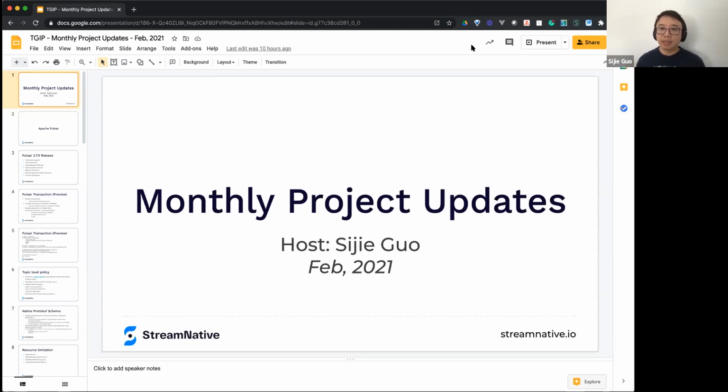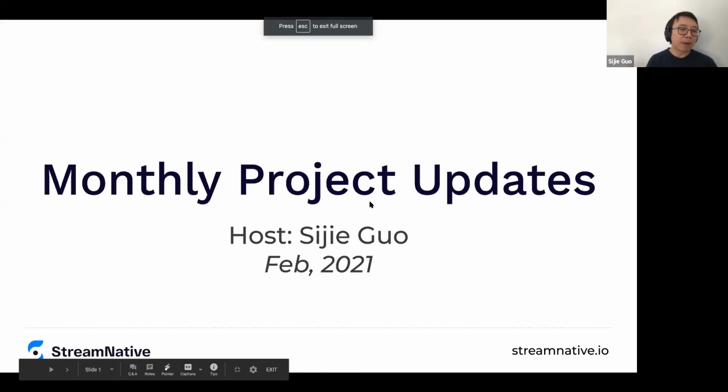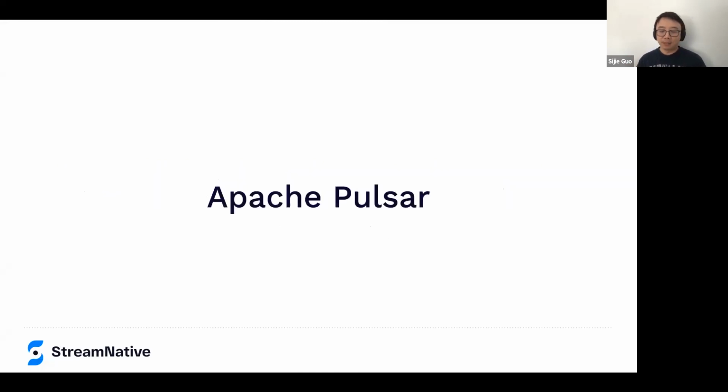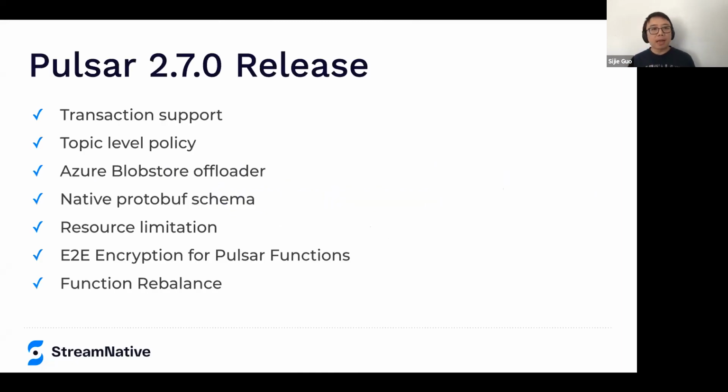So let's get started with a full presentation about the monthly project updates for February 2021. Let's get started with the core Pulsar. The last major release that we have made is the Pulsar 2.7.0 release, and it was released around late December. So it was probably just a month ago.